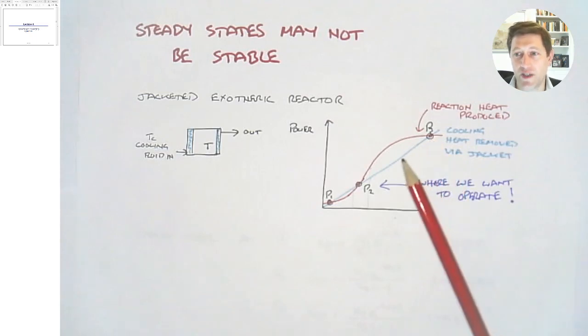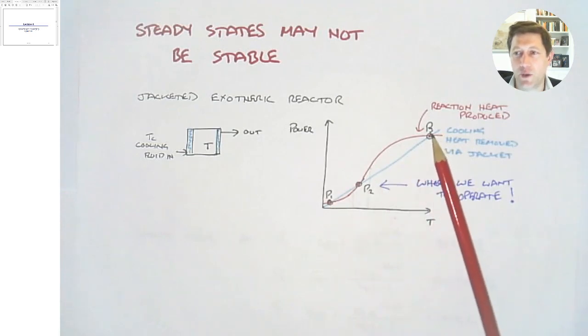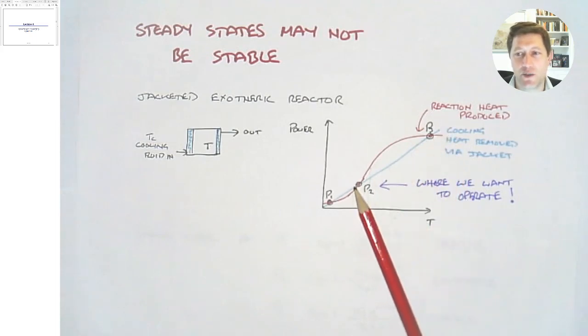Where do we want to operate? Well, P1's down here. That's probably not a good point because it's not going to be very productive. It's cold, reaction rate is slow. Maybe you could operate at P3, but perhaps the temperature is too high to operate practically. Maybe there's chemical degradation or the materials of the equipment can't withstand that temperature. So let's say we want to operate at P2. Can we do that? What happens if we try to do it?